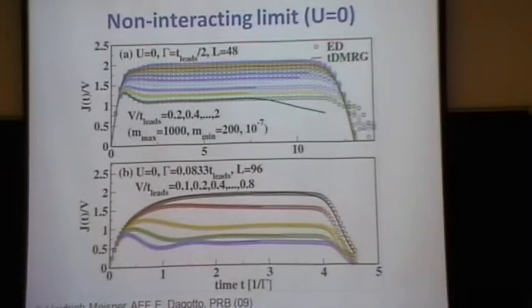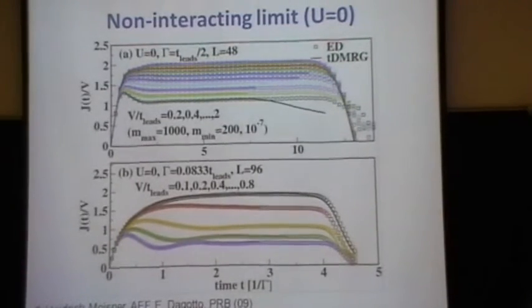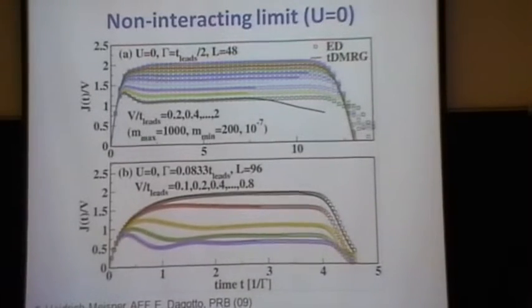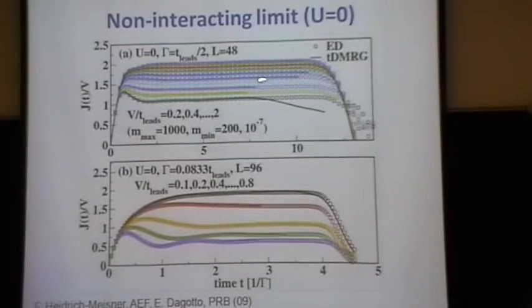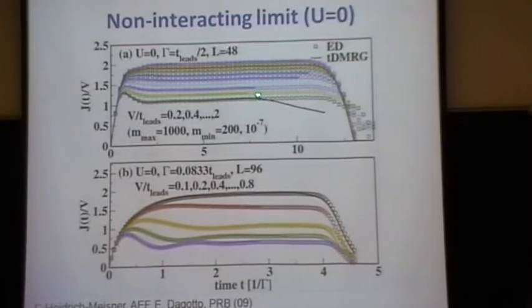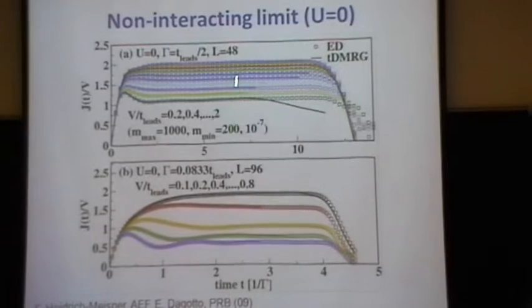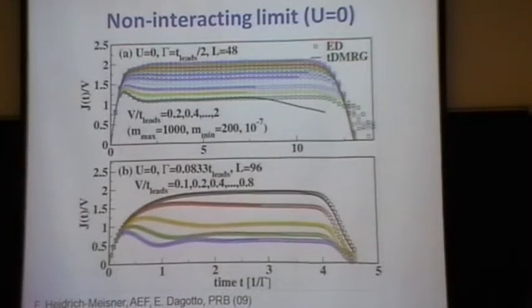We are trying to benchmark DMRG, and we see that for different values of the bias, it behaves really well. At large biases, we see that DMRG starts departing from the exact solution. Now, why do you think this is happening?